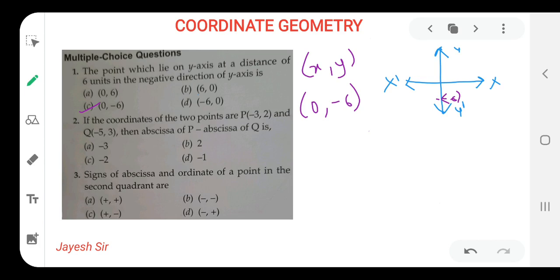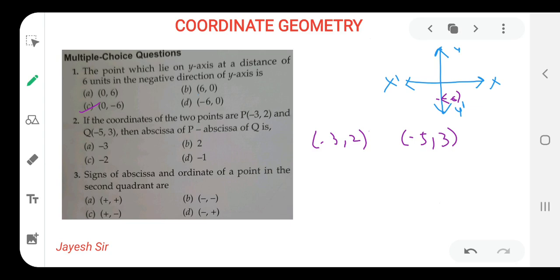So let us begin with the next sum and see what we are going to learn in that and how we are going to solve it. If the coordinates of the 2 points, one point is minus 3, 2, and the second point is minus 5, 3, then the abscissa of P. What is the abscissa of P, dear? Minus 3 is the abscissa of P. It is point P and it is point Q. Abscissa means the x coordinate. Then the abscissa of P is minus 3. We have put the minus sign now. Abscissa of Q.